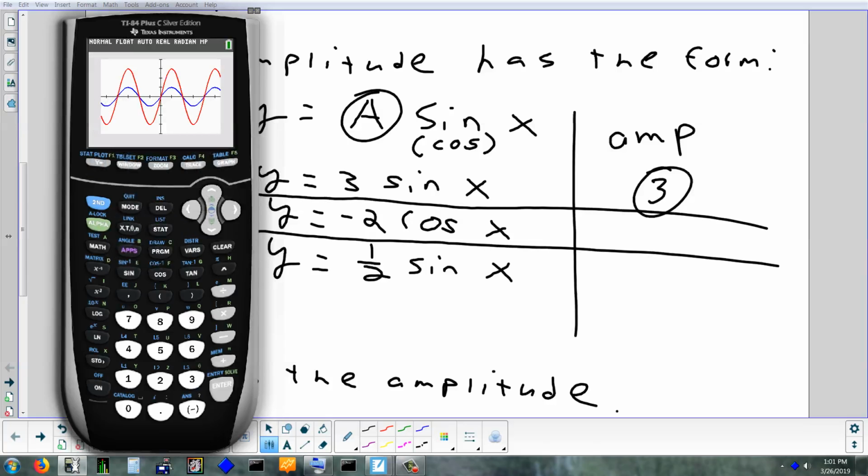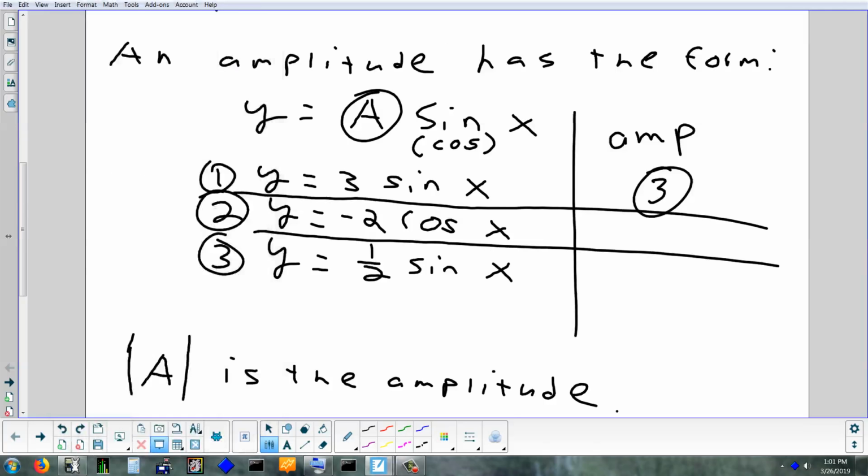Okay. And if you count and look at the height, 1, 2, the height is now up at 3. It's because you put a 3 in front. Okay. What about -2 cosine x? What would the amplitude of that one be? 2. The negative is doing something, but it doesn't have anything to do with the amplitude.